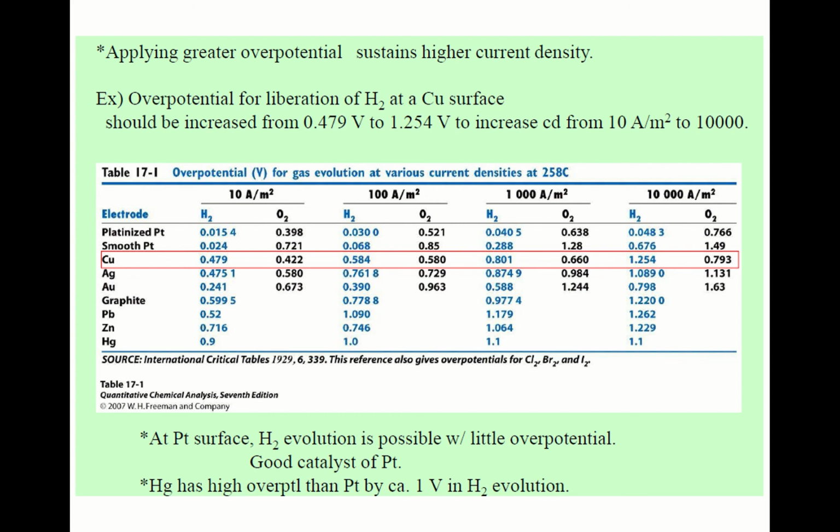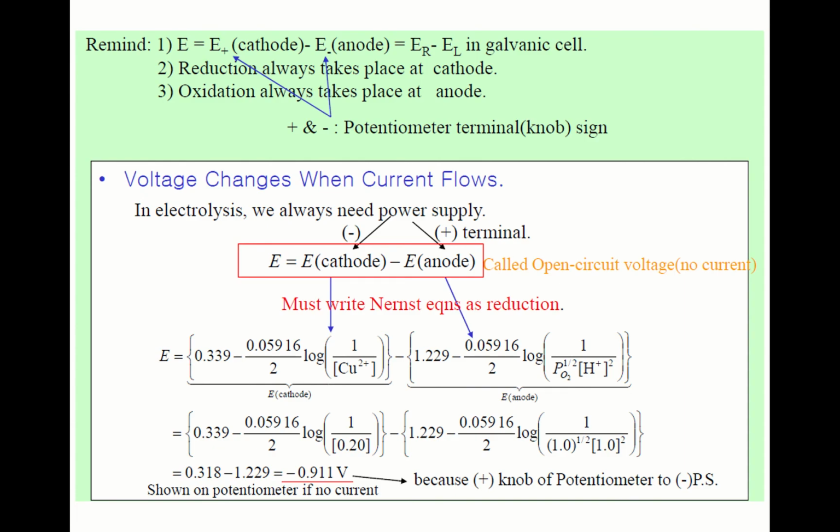Our reality is quite different from theory. From theory, you can calculate that minus 0.911 volt is enough to deposit copper and produce oxygen gas, but actually you have to increase more. In other words, you have to drive more negatively to deposit copper metal and to produce oxygen gas, okay.